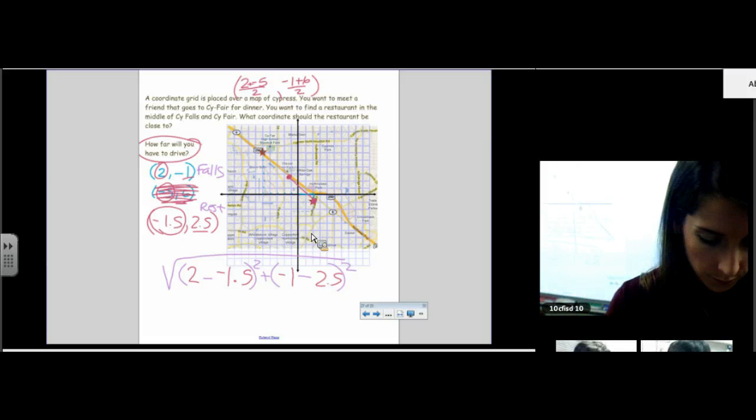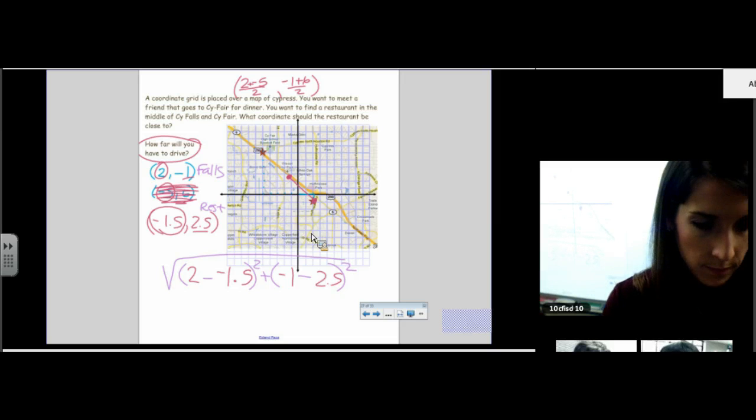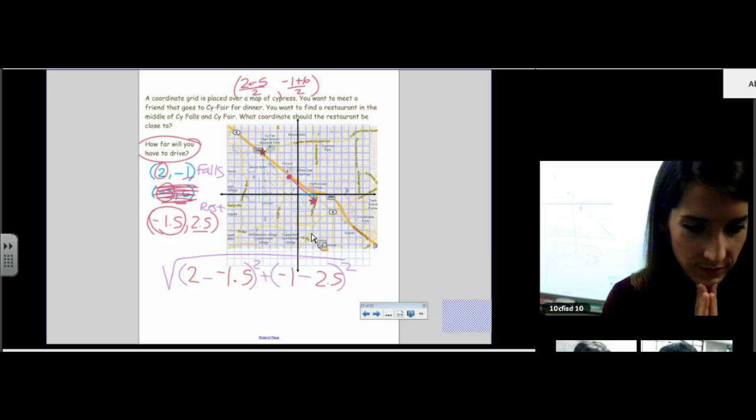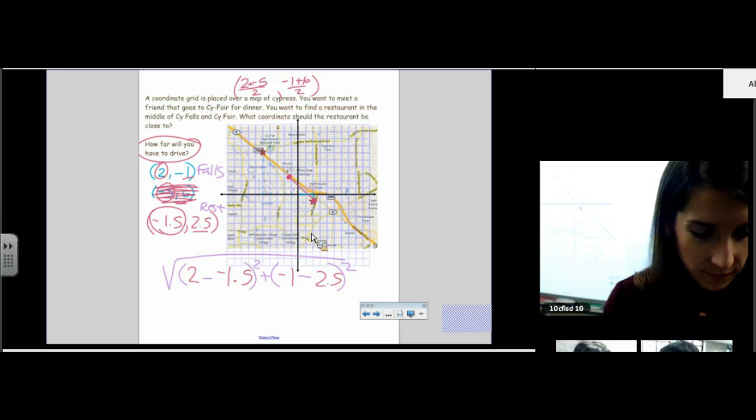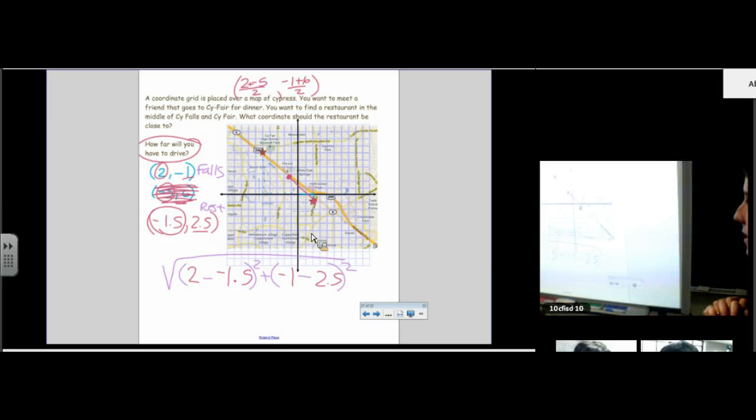And now you can just go straight to your calculator, or you can clean it up and then go to your calculator. 2 plus 1.5 squared, and then negative 1 minus 2.5 squared. What does everyone get? I'm getting 5 miles, 4.9 to be exact.